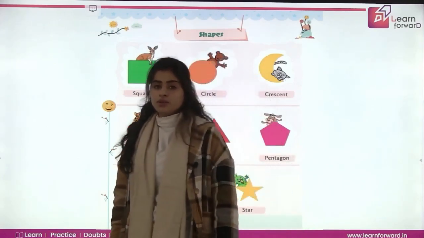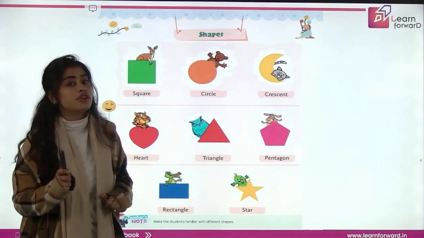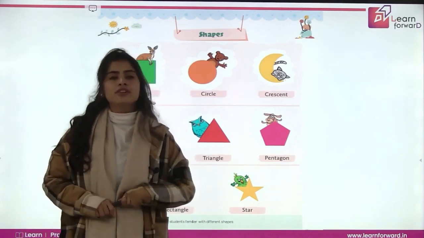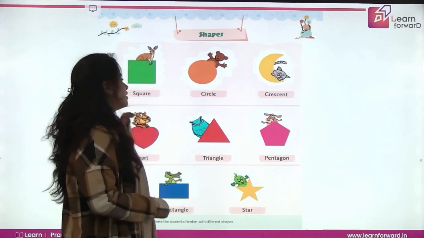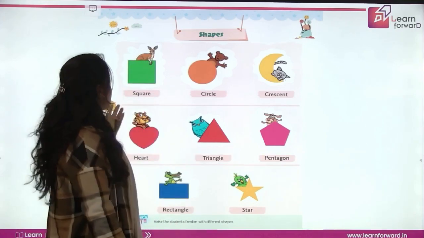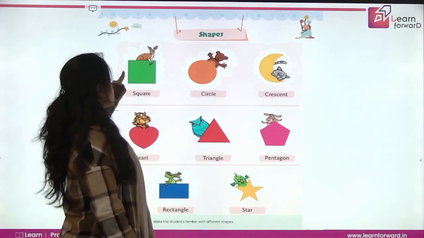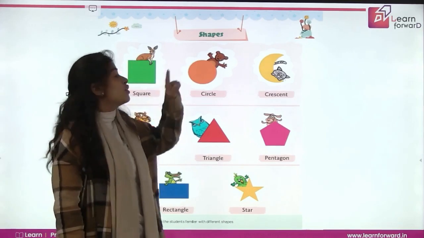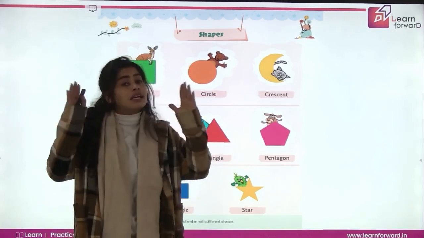Okay, so these shapes we will learn today. Are you all ready? So sit very carefully and watch the video. First shape is square. It's very simple for you. Yes, square. Square has four sides. 1, 2, 3, 4. Okay, 4 equal sides. Square has 4 equal sides.